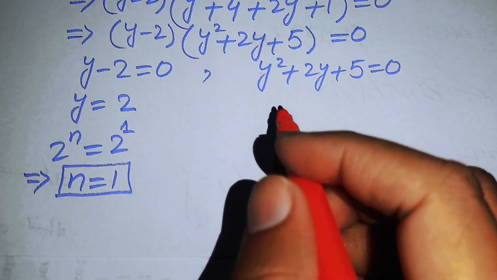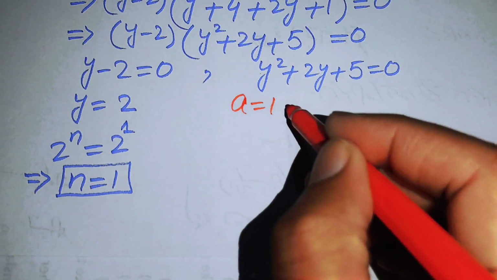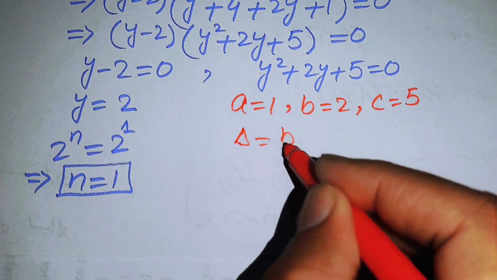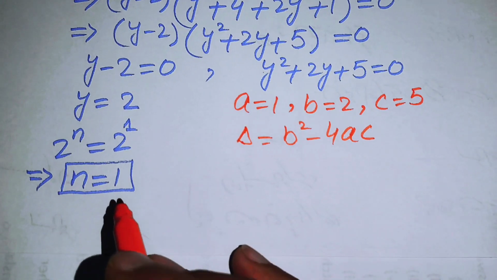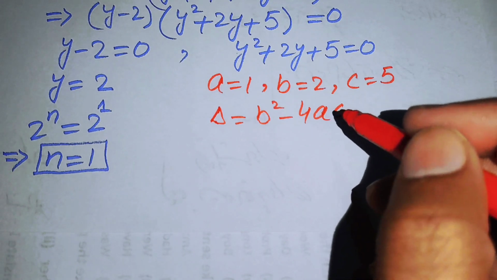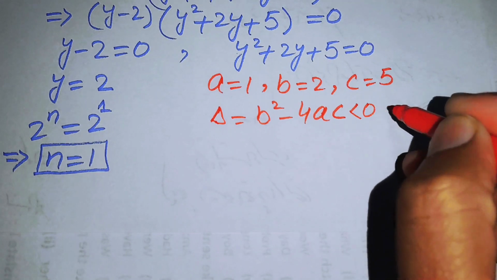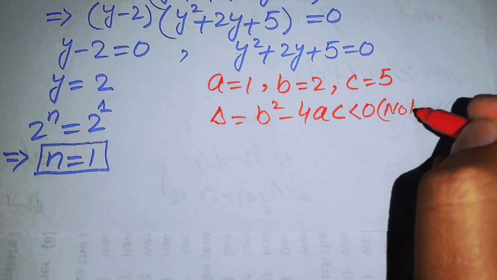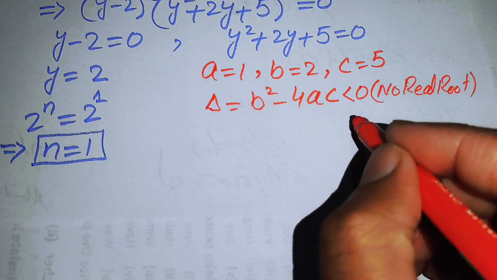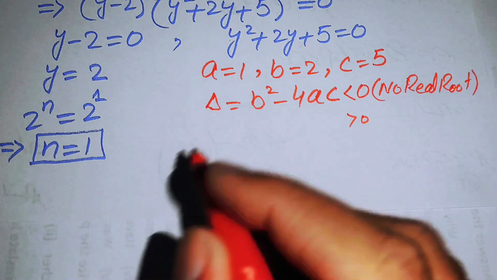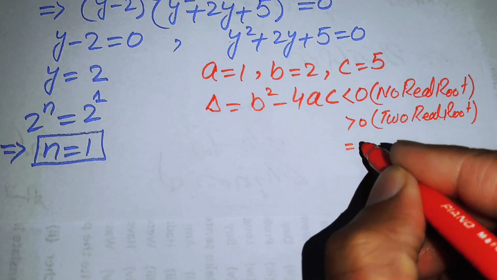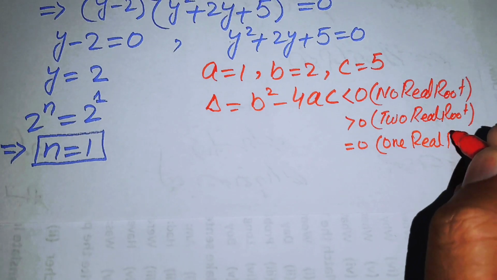I can check whether this quadratic equation has real roots or not by using the discriminant formula. Here we have a equals 1, b equals 2, and c equals 5. And our discriminant formula looks like this: delta equals b square minus 4ac. You know a little bit about this discriminant formula, and you know that if the value of this delta is less than 0, then we can say that it has no real root. Similarly, if the value of this delta is greater than 0, then this quadratic equation has two real roots. Similarly, if it is equal to 0, then we can say that it has one real root.